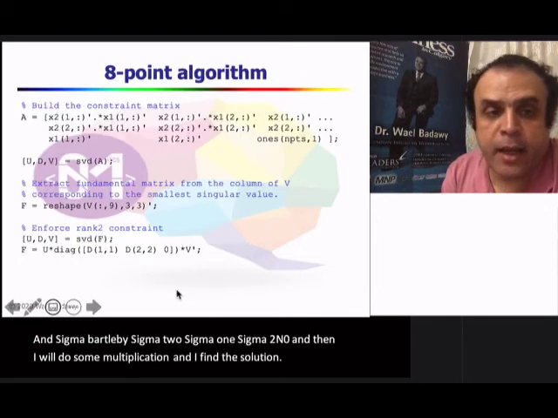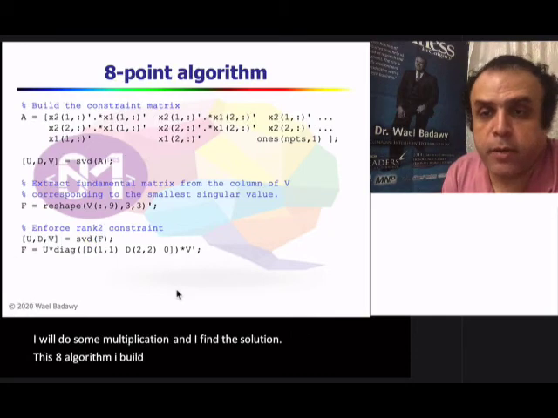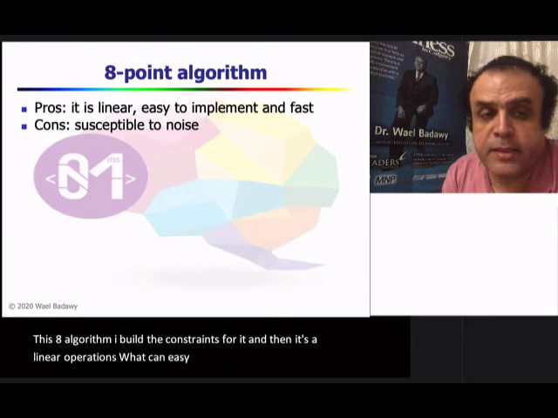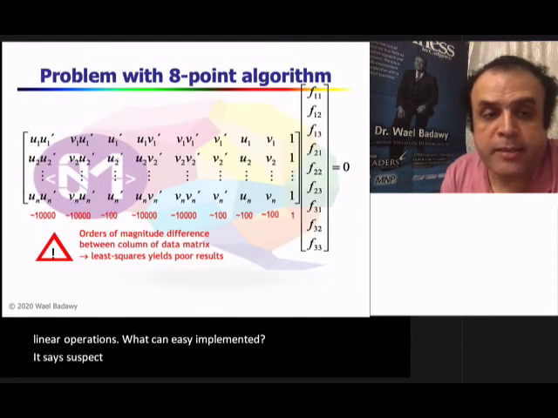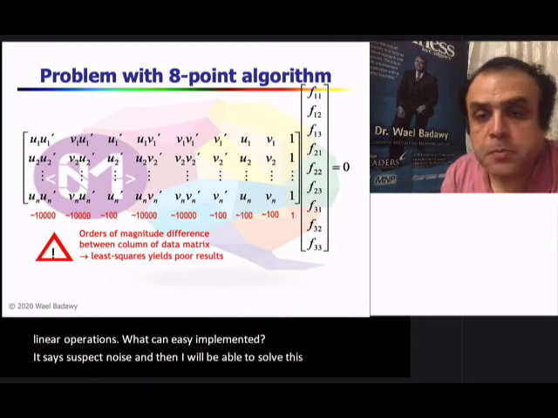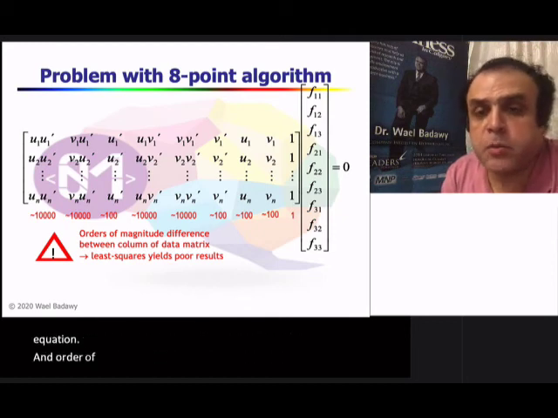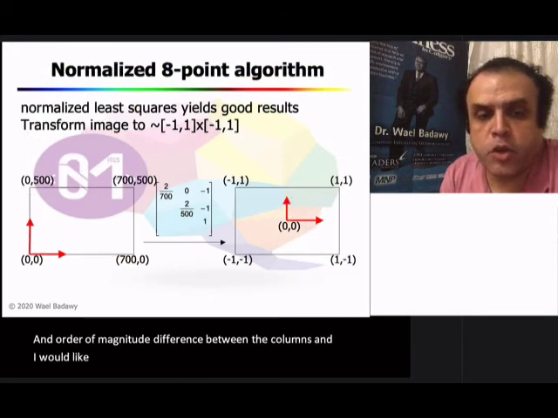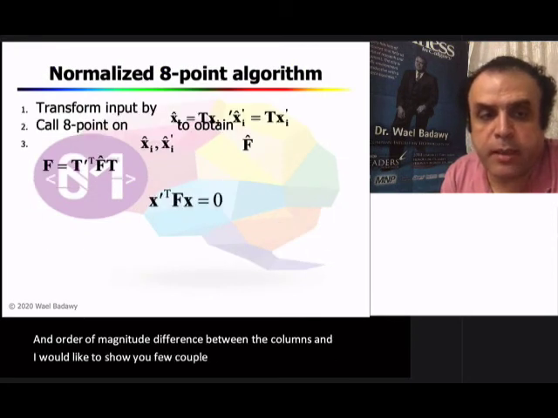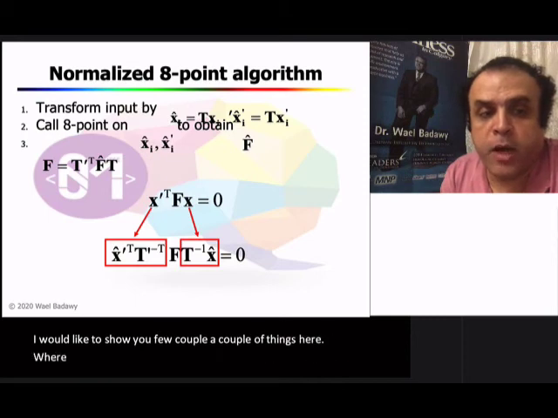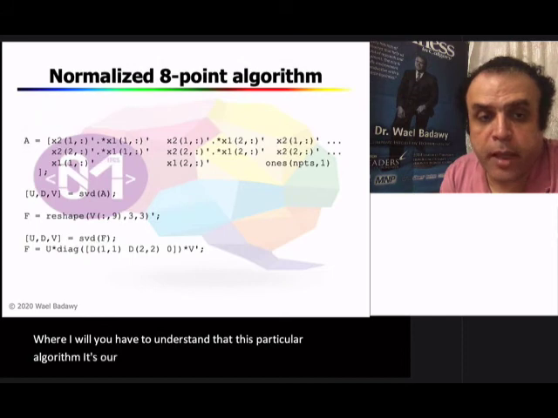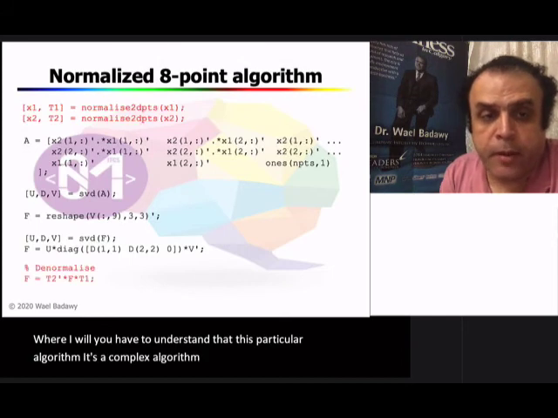For this 8-point algorithm, I build the constraints, and then it's a linear operation, so it can easily be implemented. It's susceptible to noise, and the solution can vary in order of magnitude between the columns. I would like to show you a couple of things here, where you have to understand that this particular algorithm is a complex algorithm.